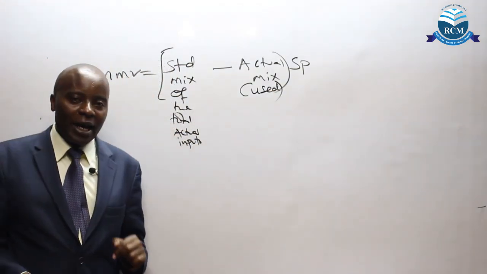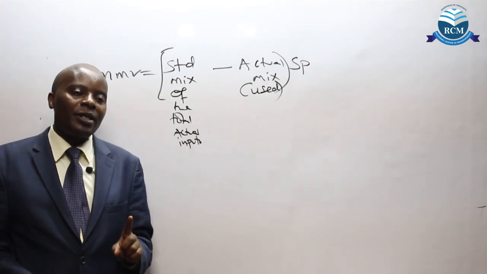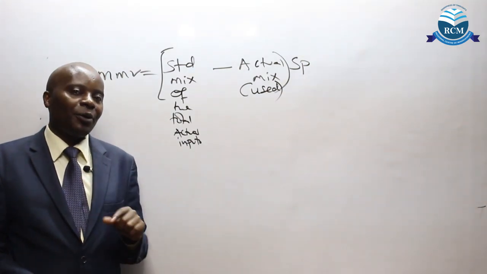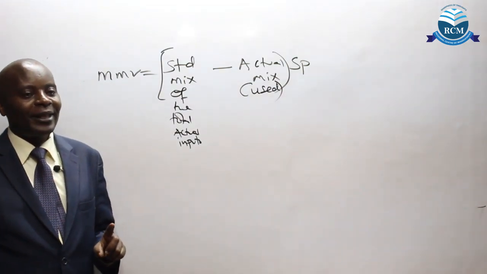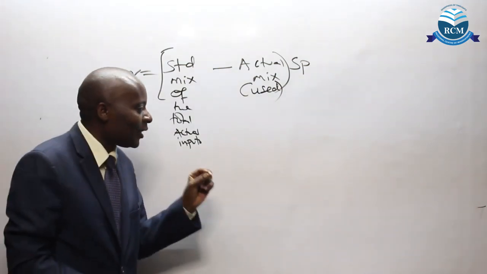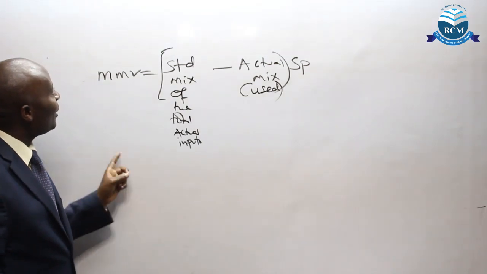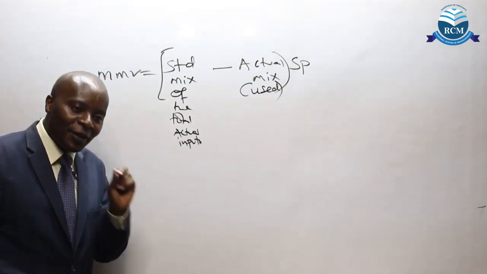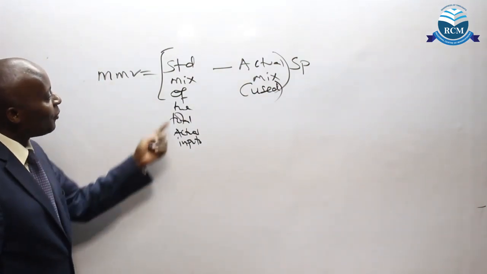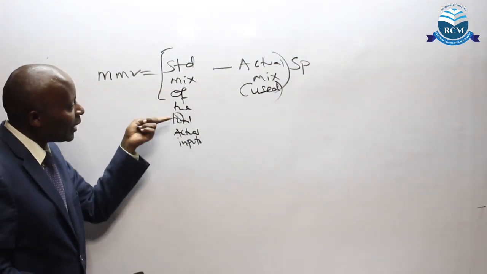Multiplied outside there by the standard price per kilogram. Now listen to me, this is a simple thing that has been tested in CPA for so long, a simple thing that never misses in ACCA F5 exams. Very, very simple. So the very first thing we will do is to develop this standard mix.